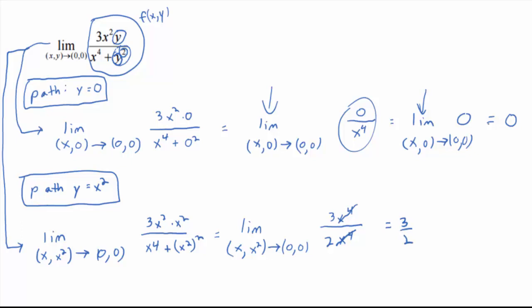Different values. On one path we get 0, on the other path we get 3/2. What's your conclusion? Since I'm pretty sure 0 doesn't equal 3/2, the limit does not exist. The above limit does not exist.